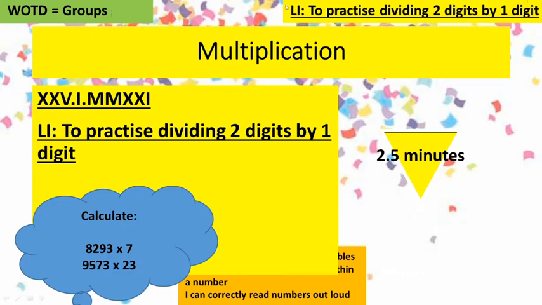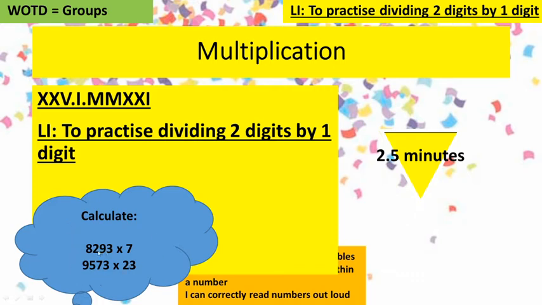So the LI should be up there for the whole time. I've still forgotten to change that for multiplication. Hopefully I'll remember for the next PowerPoint, but it is still to do with multiplication, I suppose, so it's not too big a mistake. Okay, so our warm-up questions are here.